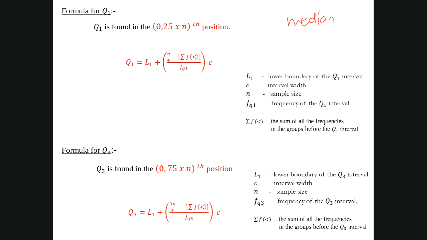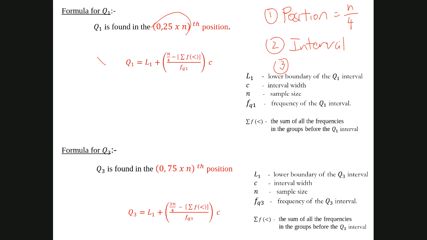And how it's calculated is firstly Q1, same exact steps that we had followed when it came to your median. First step is to determine the position. The position of Q1 is calculated as n over 4, or you can say 0.25 times n. It will both give you the exact same answer. So once you know the position, you'll find the interval within which your quartile will lie. And then the third step is to actually calculate the quartile using this formula.